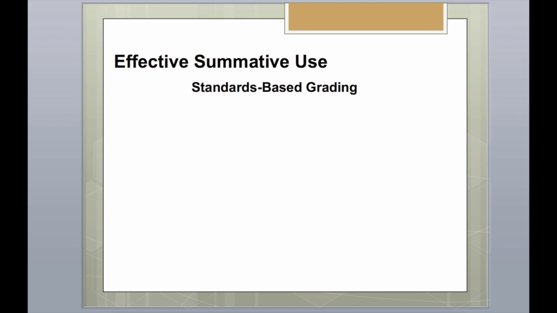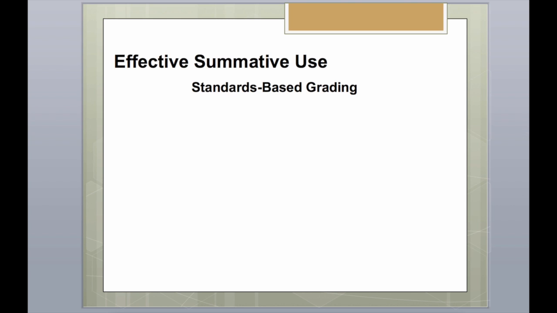So we're going to look a bit at effective summative use as an example of how these 5 keys to quality are necessary for anything we intend to do with assessment results. So let's use standards-based grading as our example, because standards-based grading is something that we know we want teachers to be able to do with assessment information.